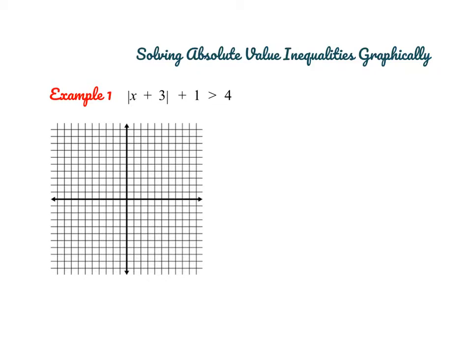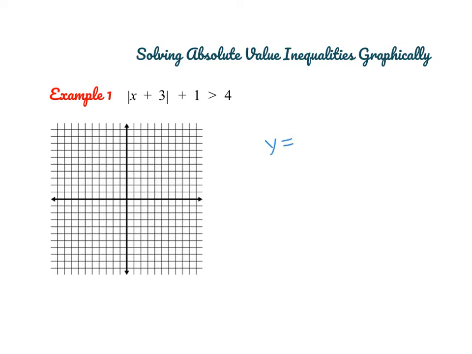So today we're going to learn two different ways to solve an absolute value inequality. And the first, we're going to do it graphically. So we want to know when the absolute value of x plus 3 plus 1 is greater than 4. So we can graph this part of the equation, and then we can graph 4, and we can see the areas where this part is larger than this part. So we're going to be graphing two separate equations here.